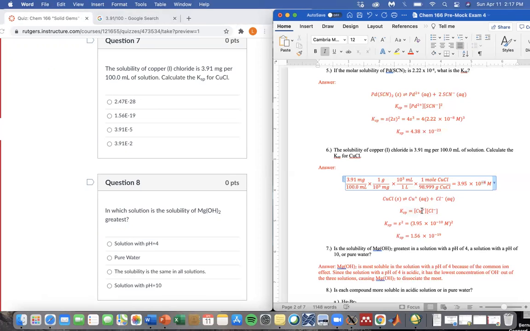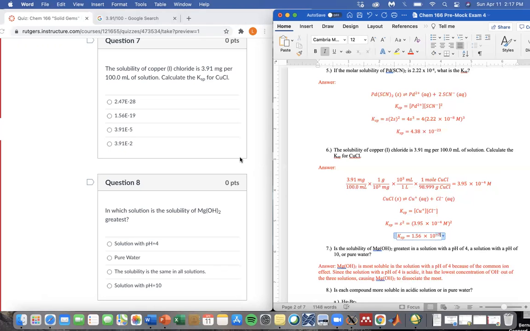plug it into your KSP expression because now it's just like your S value. And so you'd have CuCl goes to Cu plus and Cl minus, and because those are a 1-to-1 ratio, and they don't have any stoichiometric coefficient in front of them, it would just be S squared, because you just multiply each of these, which would just be S. And so you'd plug this value in for both of them and square it, and you would get 3.95 times 10 to the negative fourth, squared. And so it should really be 1.56 times 10 to the negative 7.